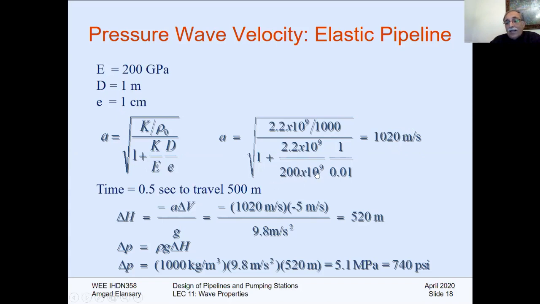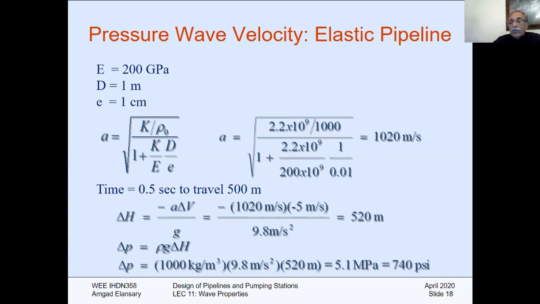If we have 1020 meters per second and a 500 meter traveling distance, so L over A, we take 500 meters divided by the wave speed, which we can approximate as 1000. If we divide 500 over 1000, it will be 0.5 seconds. So the time required to travel along the 500 meters is only 0.5 seconds. You can notice how fast the traveling speed of this wave is.